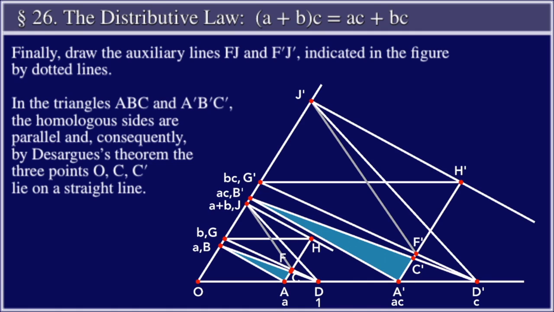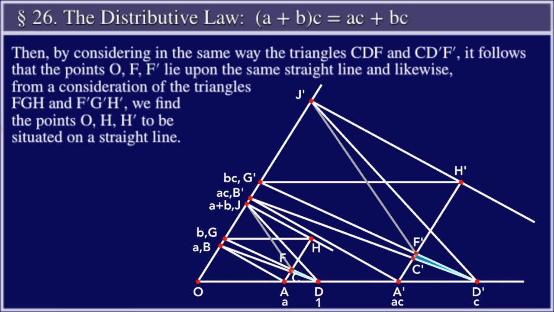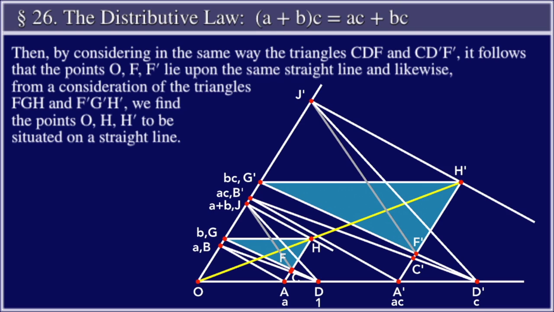In the triangles ABC and A'B'C', the homologous sides are parallel, and consequently, by Desargues' theorem, the three points O, C, C' lie on a straight line. Then, by considering in the same way the triangles CDF and C'D'F', it follows that the points O, F, and F' lie upon the same straight line, and likewise from a consideration of the triangles FGH and F'G'H', we find the points O, H, and H' to be situated on a straight line.